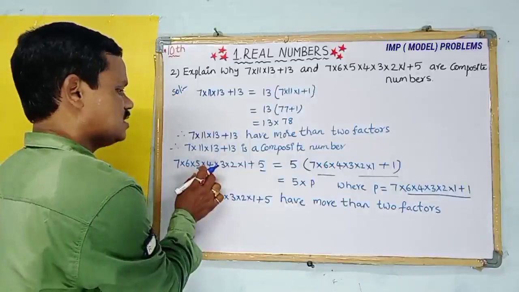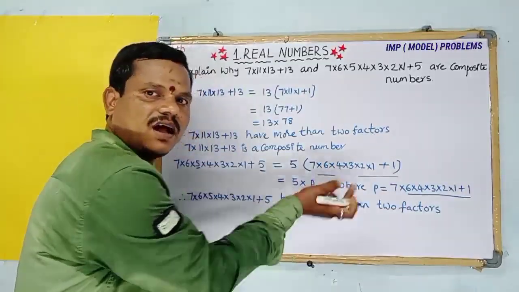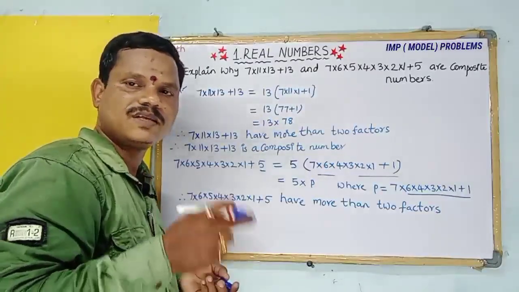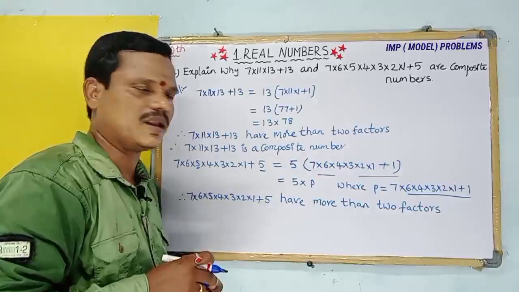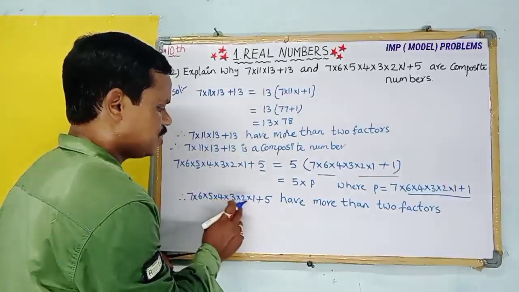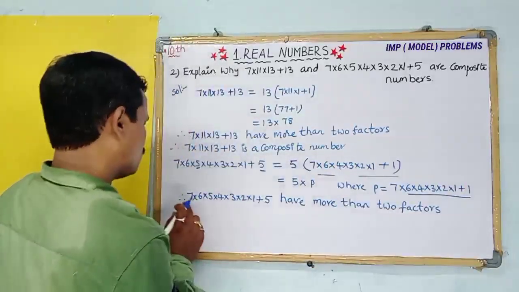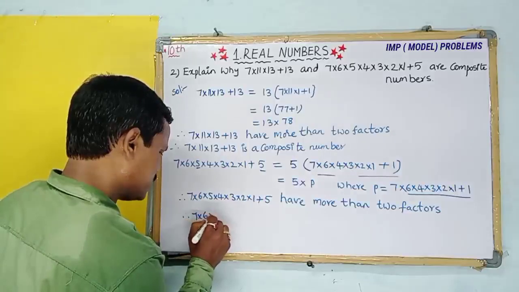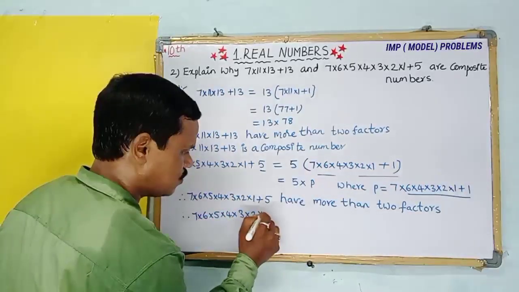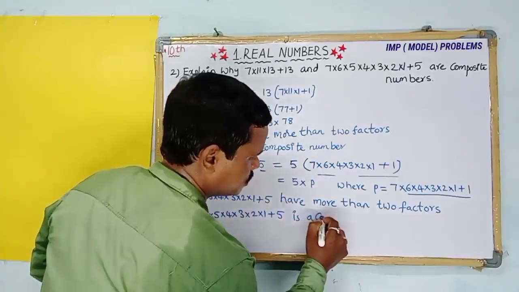Here this is equal to 5 into something, which means 5 is a factor, something is a factor, and 1 is a factor of any number, and every number is a factor of itself. Okay, so here 7 into 6 into 5 into 4 into 3 into 2 into 1 plus 5 has more than 2 factors. So 7 into 6 into 5 into 4 into 3 into 2 into 1 plus 5 is a composite number.